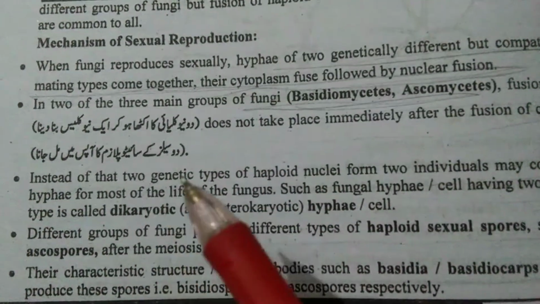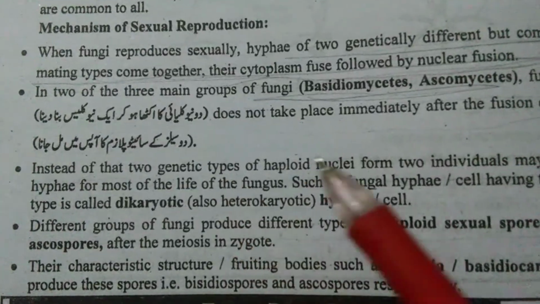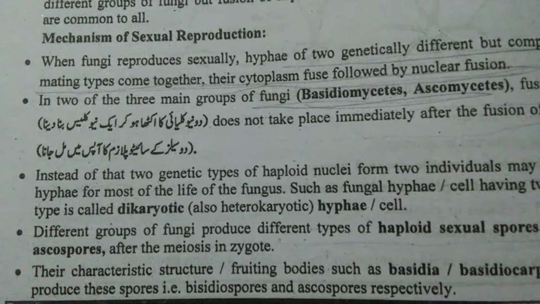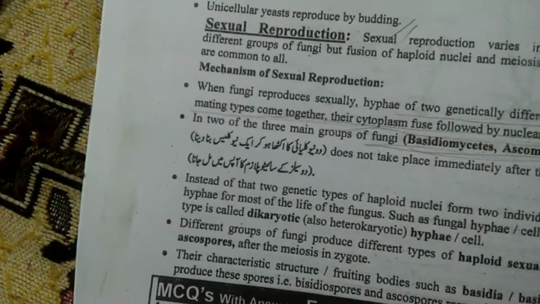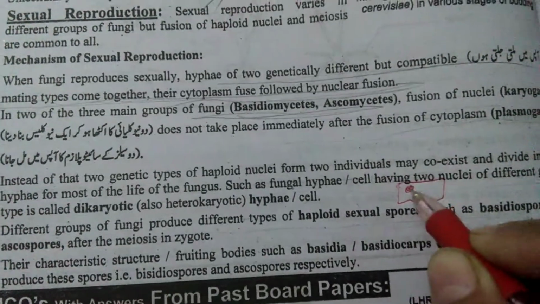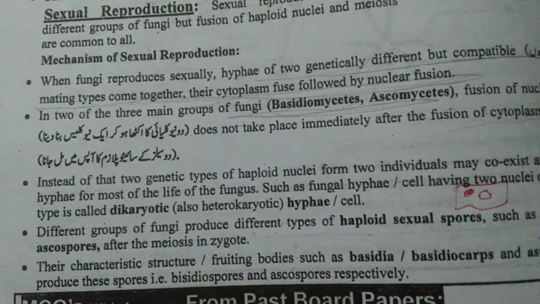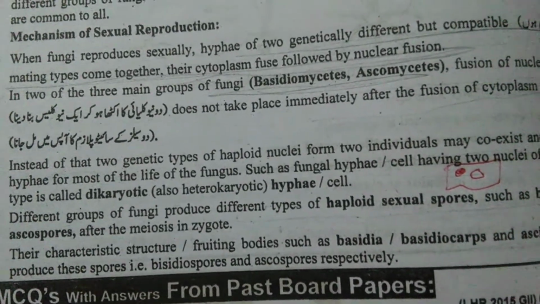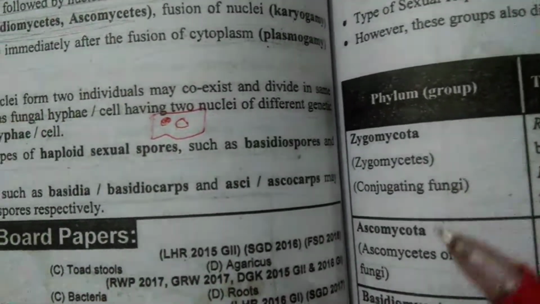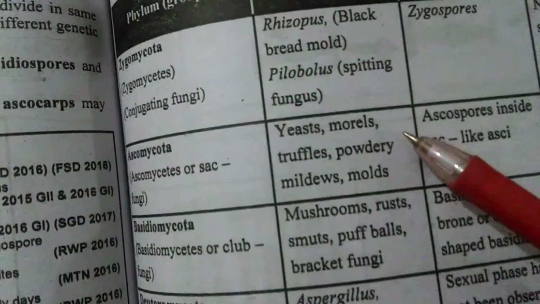The two nuclei of the two different genetic types remain in the hyphae, and that hyphae is called dikaryotic hyphae. It is a cell in which one nucleus belongs to one genetic makeup, and the other nucleus belongs to the other genetic makeup. Different groups of fungi produce different types of haploid sexual spores. For example, in Basidiomycota the basidiospores are produced, while in Ascomycota the ascospores are produced.